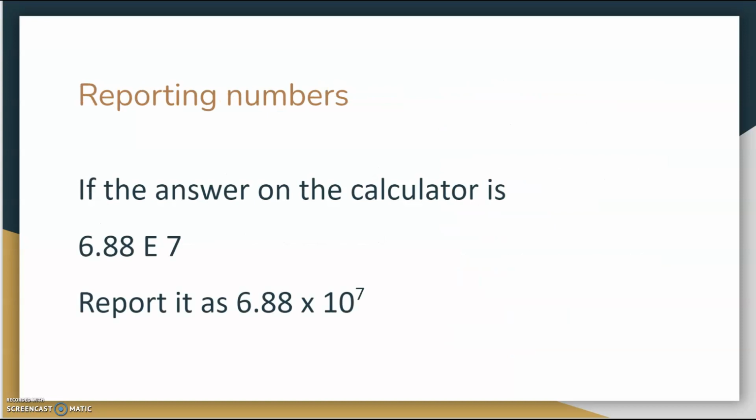And remember, if it says on your calculator E, you're going to change that to times 10 to the, and then this number is the exponent. So if it says 6.88 E7, you would change that to 6.88 times 10 to the 7th when you write it on a report or on a handout.